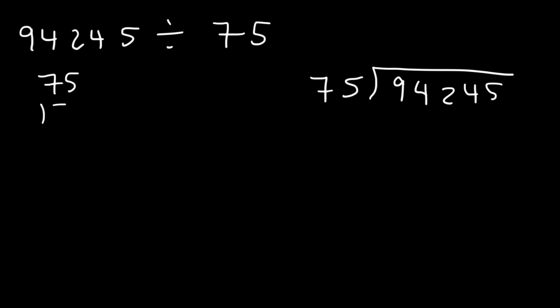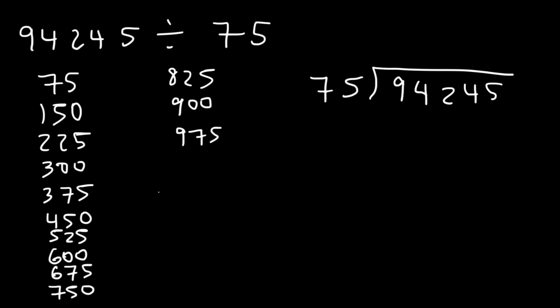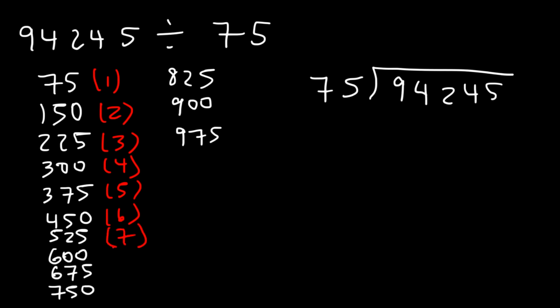75 plus 75 is 150, and then it's going to be 225 if you add 75 to 150. And 225 plus 75, that's 300, and then it's going to be 375. 450, 525, 600, 675, 750, and then it's 825, 900, and 975. I don't think we need to go past 975. So this is 1, 2, 3, 4, 5, 6. 75 times 7 is 525. That's times 8. Actually, I really don't think you need to go past 9.